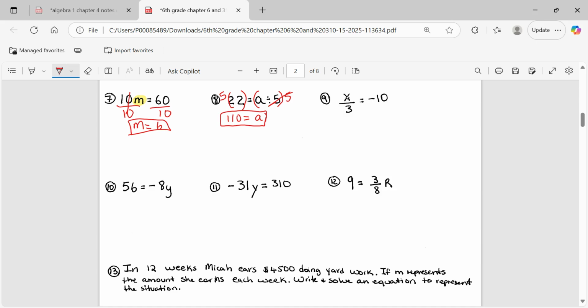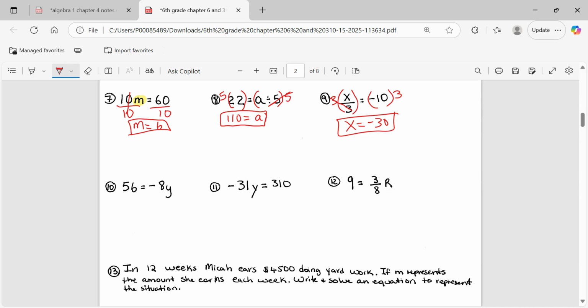This is saying x is divided by 3. The opposite of division is multiplication. So to get rid of the denominator 3, you would multiply both sides by 3. So that cancels out, and I get 1x is equal to negative 10 times 3, which is negative 30.